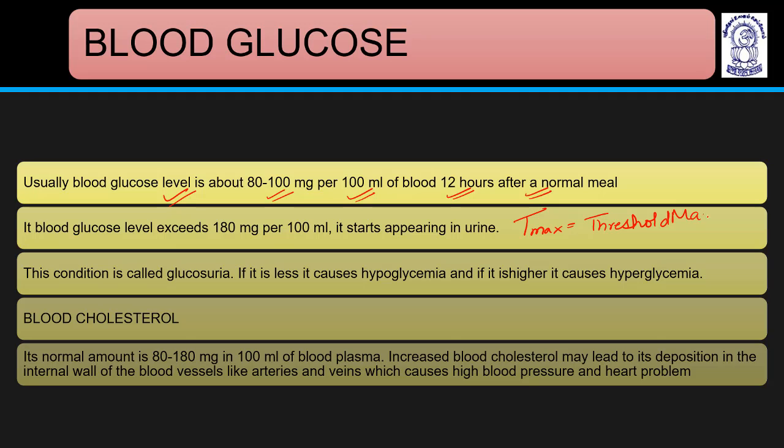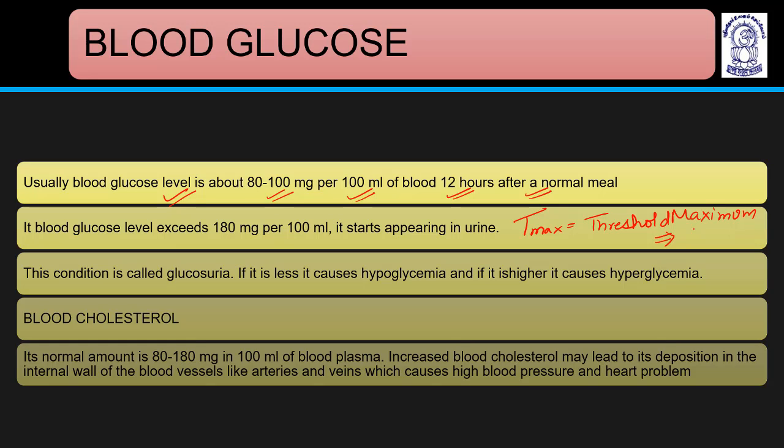Threshold maximum is the value of the maximum amount of blood glucose or any other substance which can be retained by nephrons, especially the proximal convoluted tubule. So the maximum amount of a substance or reabsorbate which can be held by the PCT is the threshold maximum, Tmax.